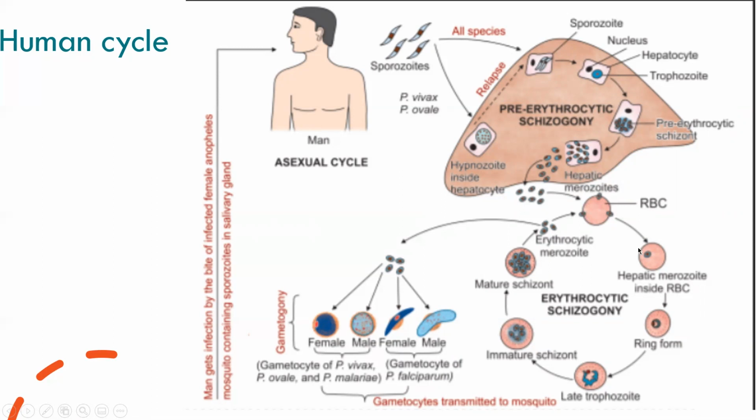after release into circulation, and then it undergoes the process of erythrocytic schizogony, which means it has infiltrated the RBC and now it will mature, and these are the steps which will follow. So the early trophozoite form is formed, which is also called your ring form, and after that it develops into your late trophozoite form, following which it forms your immature and your mature schizont. Now, this mature schizont, once it is released into your circulation, is called an erythrocytic merozoite.